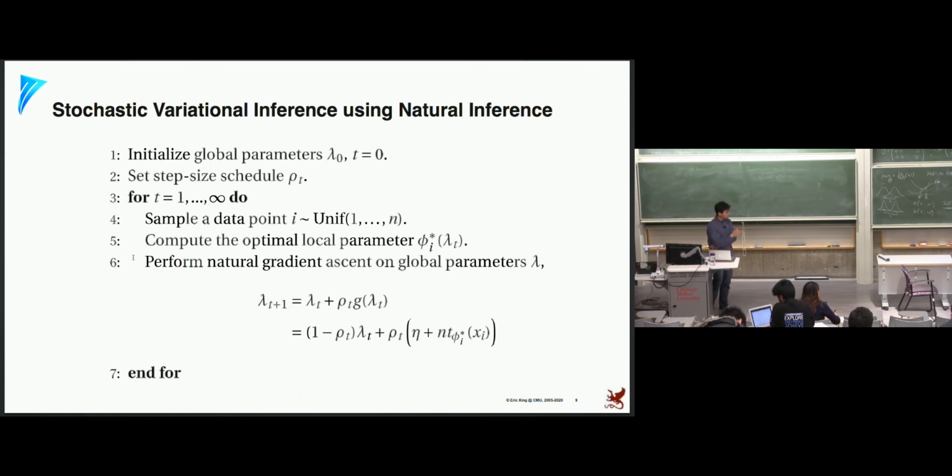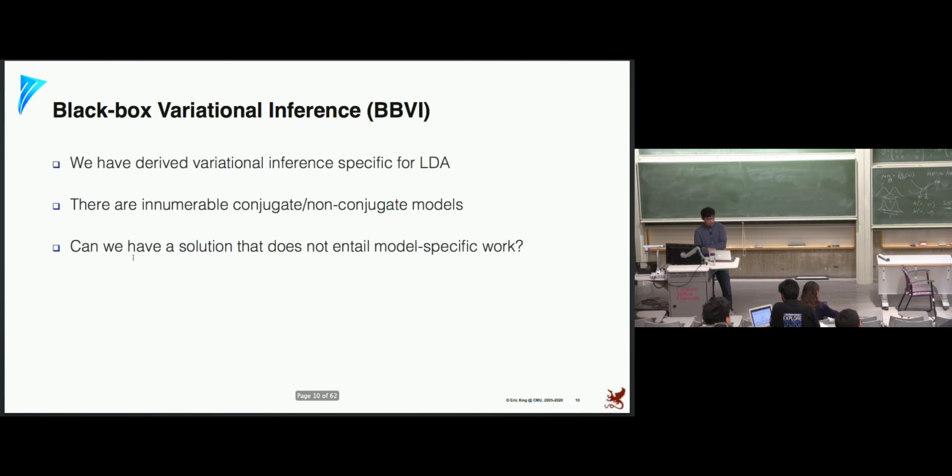And yeah, so this is just you plug natural gradient into stochastic variational inference, then you get an even better algorithm. So not that important. Okay. Any questions until now?